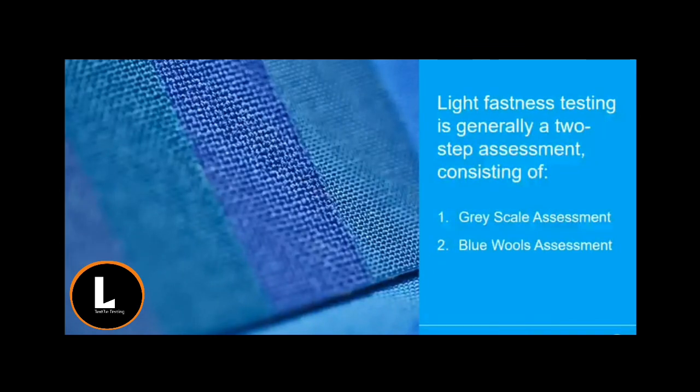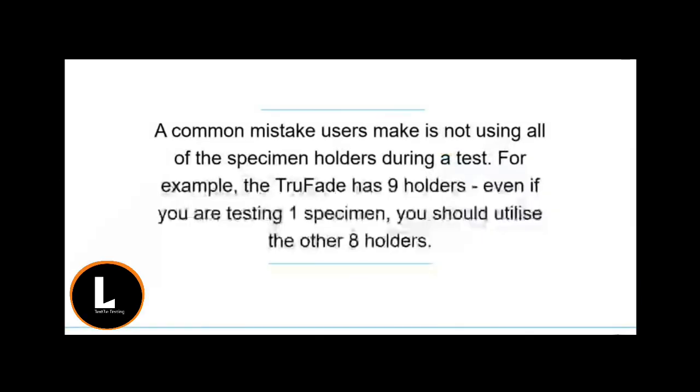We see operators that are using the grayscales to grade and assess, which is ultimately leading to the results being misinterpreted and incorrect. Light fastness testing is generally a 2-step assessment consisting of assessing your blue wools to the grayscales while the test is in process, and assessing your specimens to the blue wools once the test is complete. Blue wools aren't used in every standard, which is why knowing your standard is so important here, but this rule should be applied for the majority of the standards that you use.